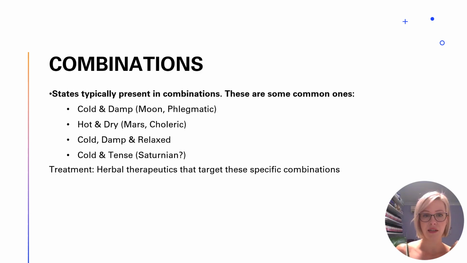So these states typically present in combination. You're not just a hot person, you're not just a tense person. Some common ones, we've got cold and damp, which is very lunar, phlegmatic. Hot and dry, Martian, which is that choleric humor. Cold, damp, and relaxed. And cold and tense, which I think would be a bit Saturnian. Treatment would be herbal therapeutics that target these specific combinations.